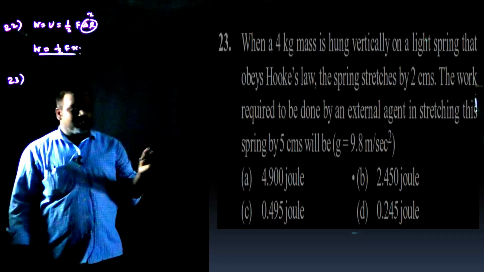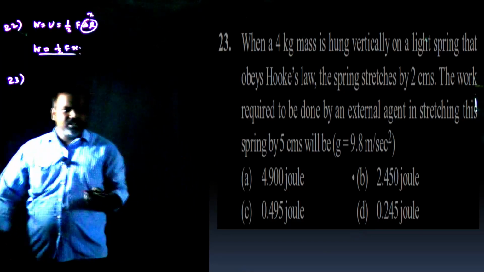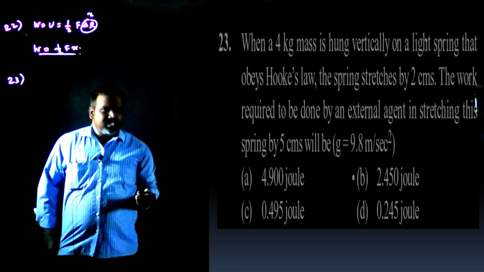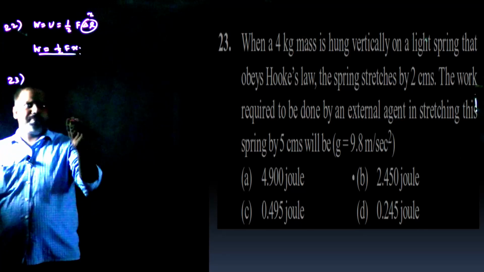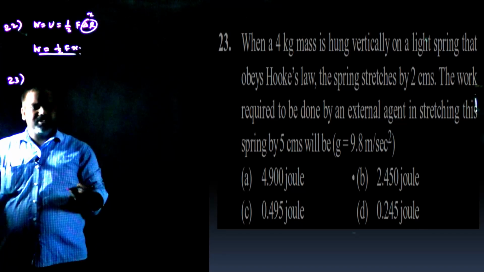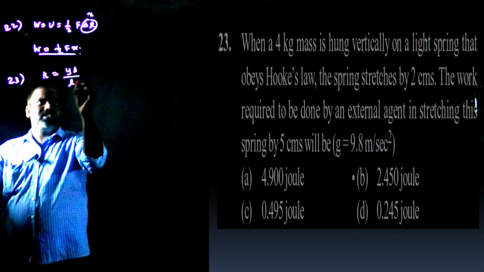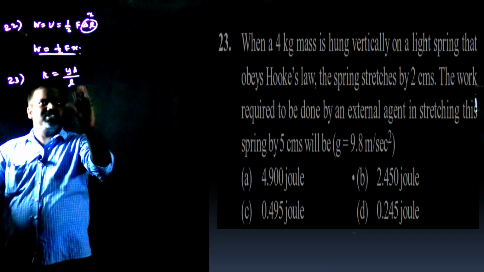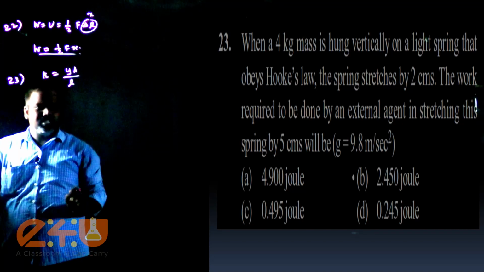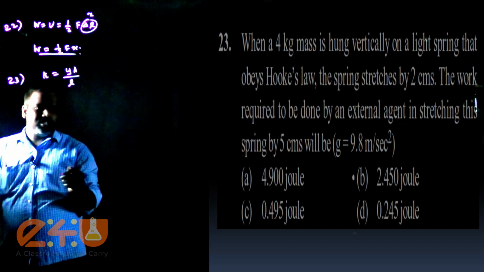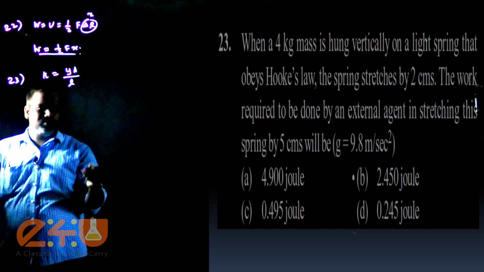When a 4 kg mass is hung vertically on a light spring that obeys Hooke's law, the spring stretches by 2 centimeter. What is the work required to be done by an external agent in stretching this spring by 5 centimeter? Generally we know that a wire can be treated as a spring with spring constant K equal to YA by L, with Young's modulus, area and length. Now let us see the question. A 4 kg mass is there, and we have to stretch the light spring vertically; Hooke's law is there.